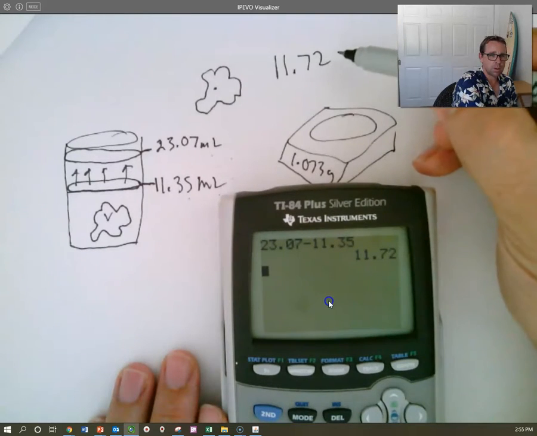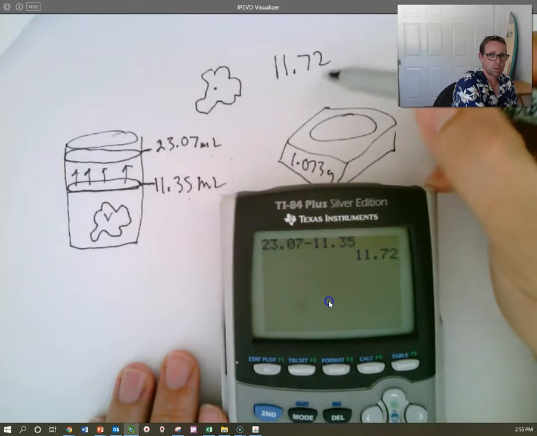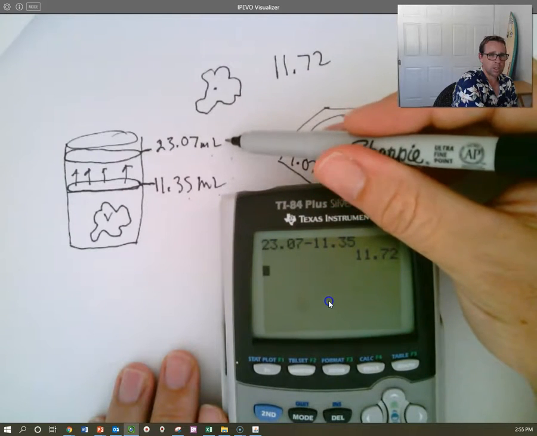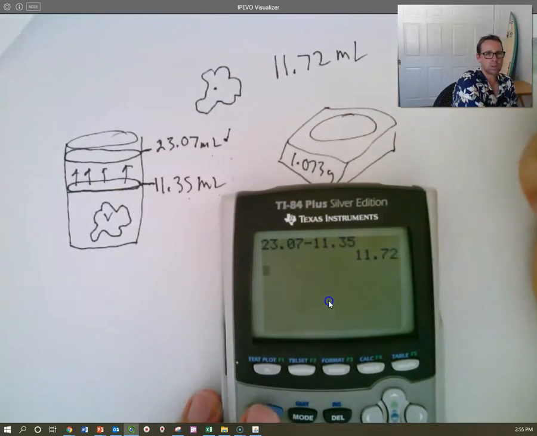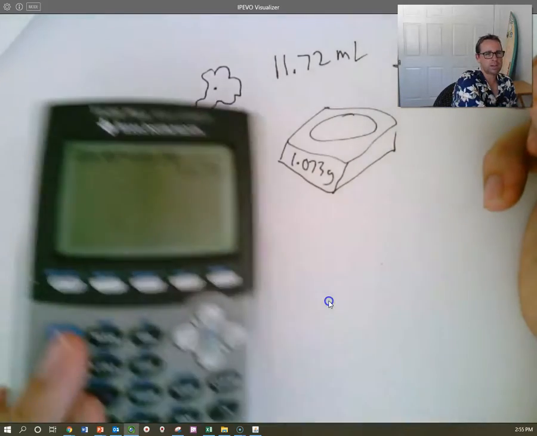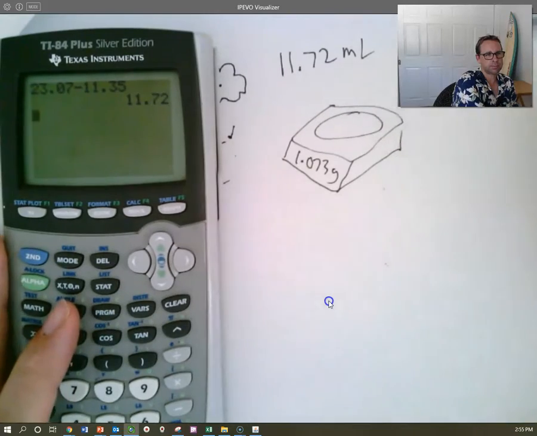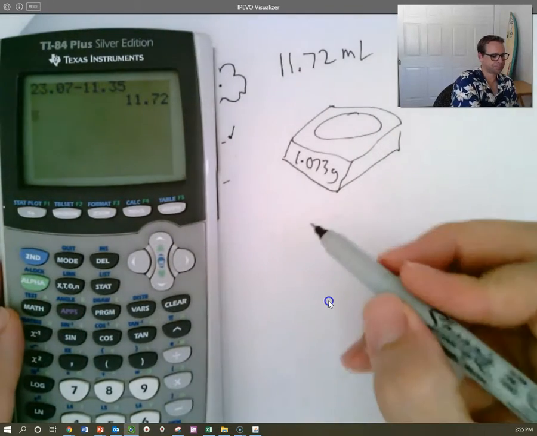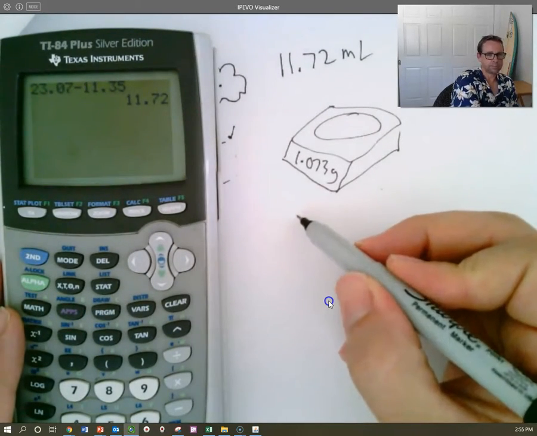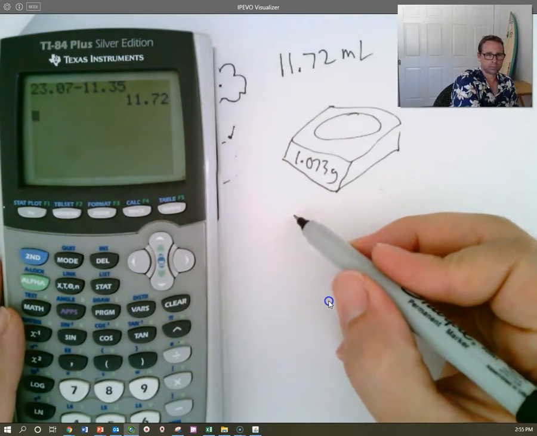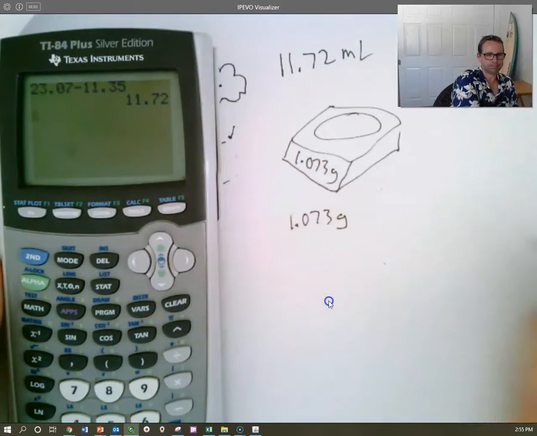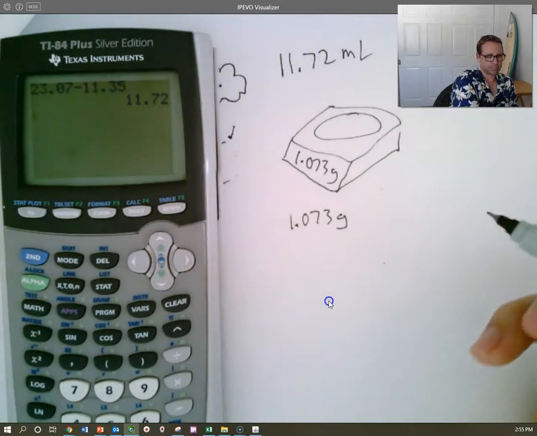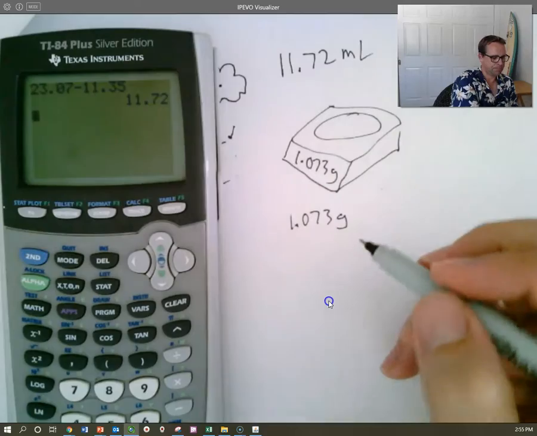Milliliters, I'm sorry. Yeah, milliliters. Okay, right. So now how do I find my density? And so the density we have in grams, 1.073. That's not the density, that's the mass, right? Oh, I'm sorry, that's the mass. Yep. We're looking for density.